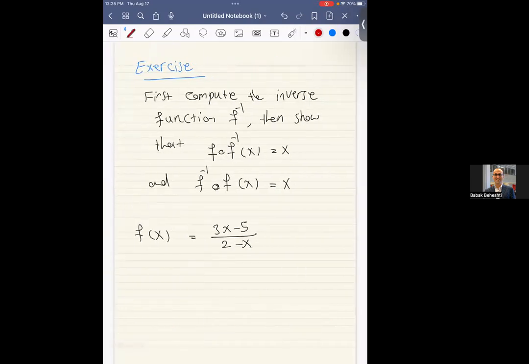So here I want you to compute first f inverse, then show that f o f inverse equals x, and f inverse o f is also equal to x.